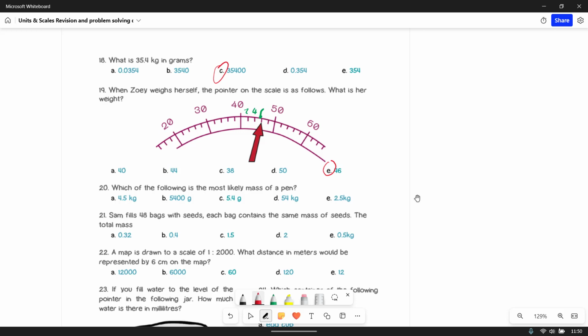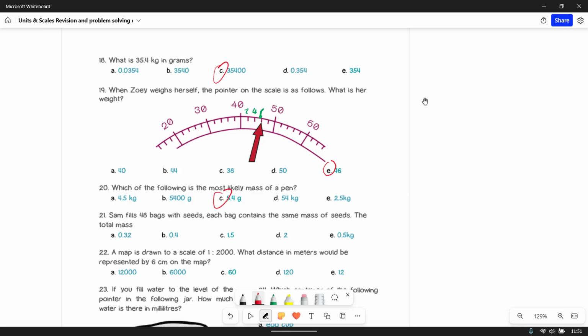Which of the following is most likely to be the mass of a pen? So pens are going to be measured in grams. So the smallest gram there is going to be 20. So 20 should be C.